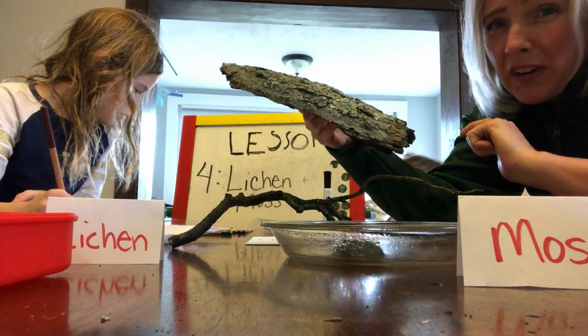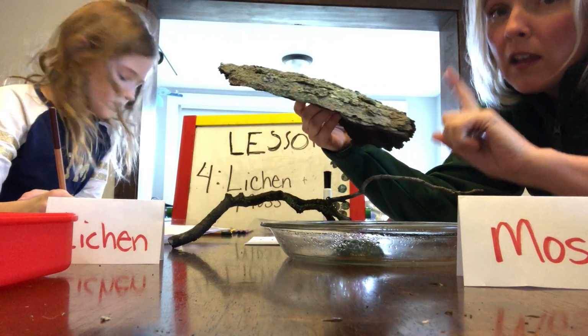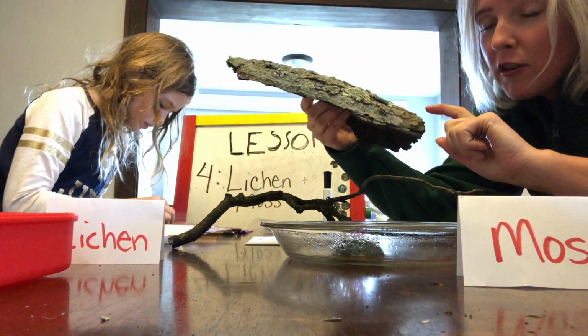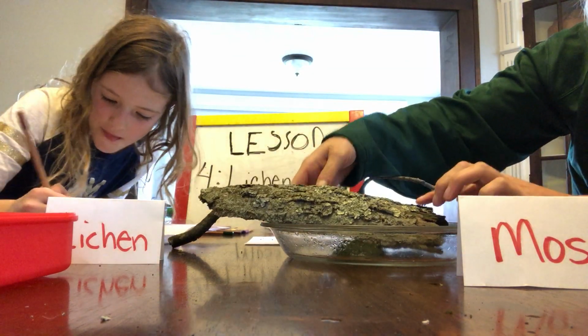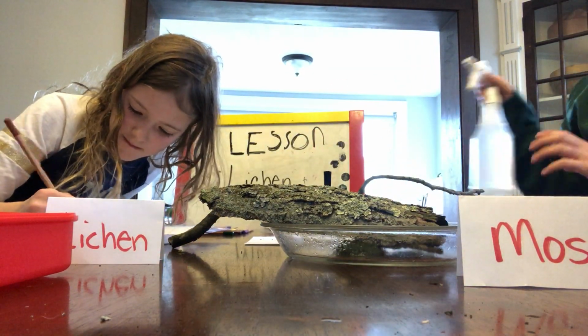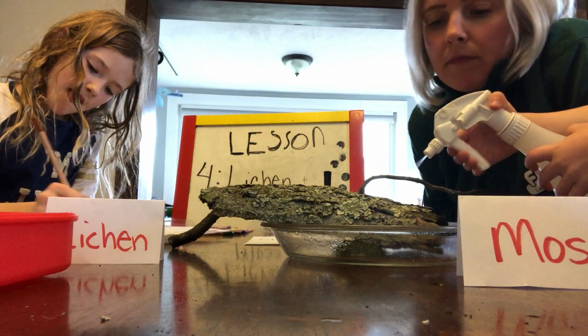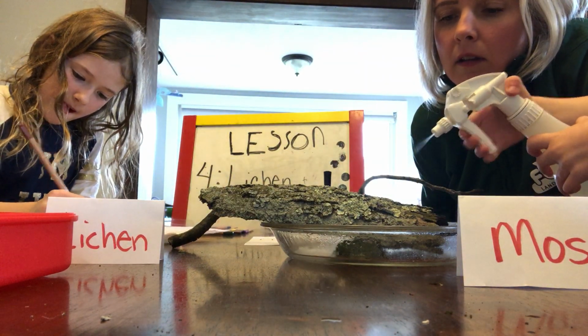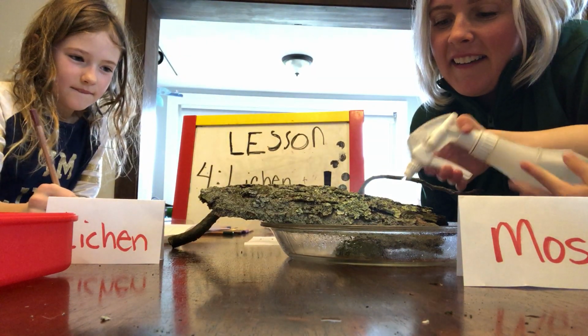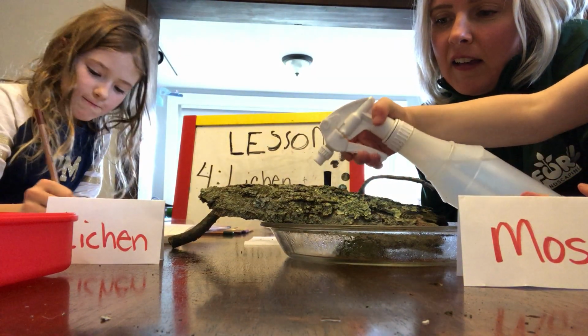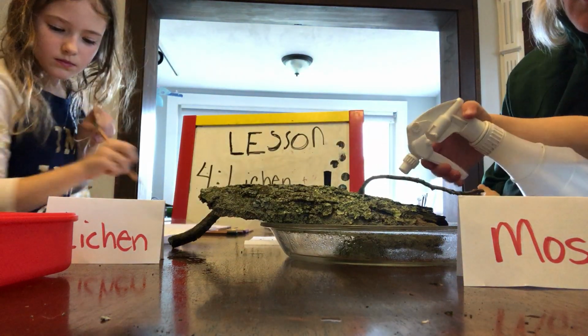You don't have to worry. You're not going to kill them. They're very resilient. They're very strong. We're not going to kill them. But what we might do, do you want to water our lichen too? Every couple days, you can water your lichen. That's the fun part, the watering. And you can put them in a sunny window.